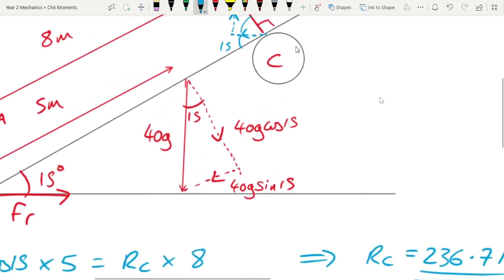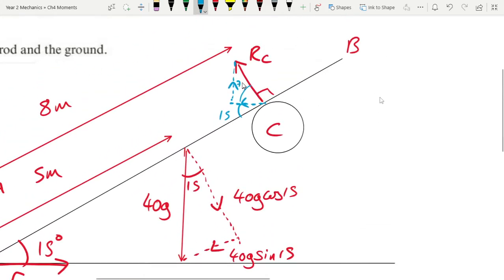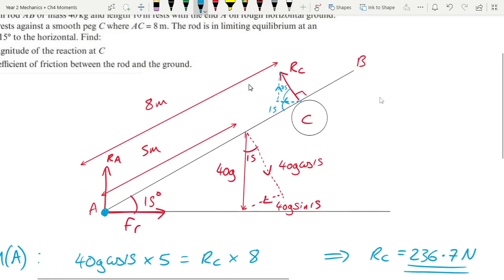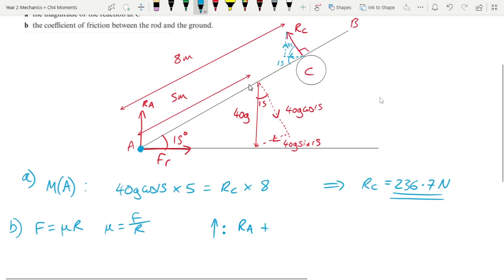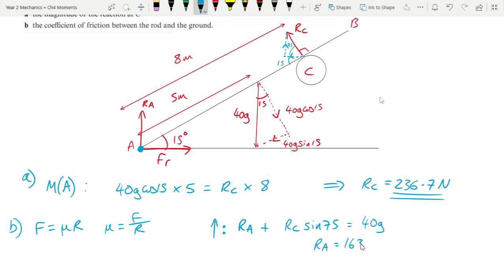Let's just zoom in and write that in. Okay, so that's 75 in there. Sorry, that's a bit small on my diagram. But the vertical component is going to be RC sine 75. So those are my vertical bits, and that must equal the 40g downwards. Now I already know what RC is, so I can just substitute that into here, and I can solve that to get RA. So RA is 163.4 newtons. So I've got one component of this equation.